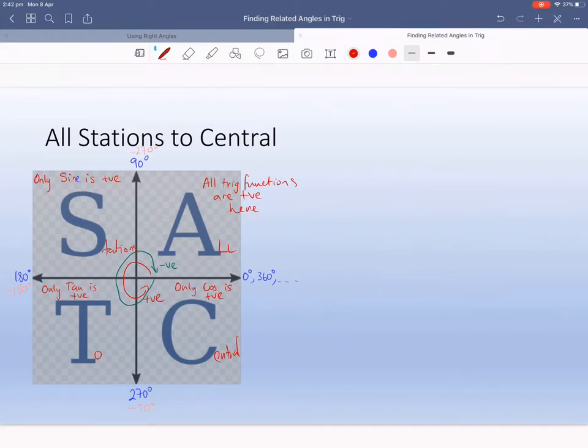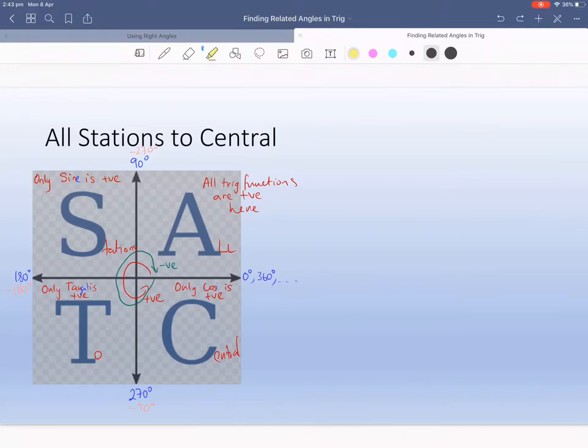Okay, and you know how the full name for tan is tangent, full name for cos is cosine, all right, so you know those ones there. So all trig functions from 0 to 90 are positive. In the next quadrant, only sine is positive, here only tan is positive, here only cos is positive, okay? So really important that we understand that, okay?